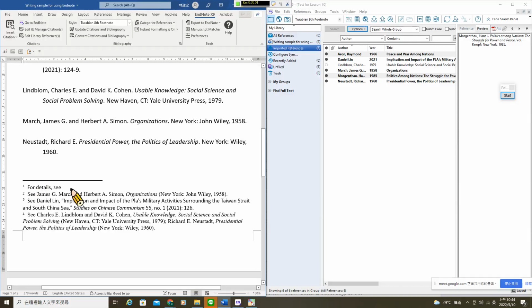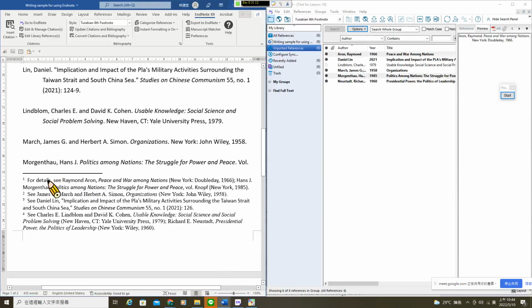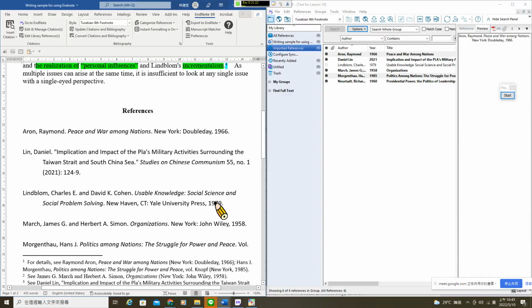Because I want you to see these two pieces of information, in this regard, I can put some illustration words here, and I insert citation. So insert selected citation. Please take a look to see what has changed over here. I insert it. So look here. For details, see this book and that book. It will just appear there automatically. So this is the way we use EndNote.